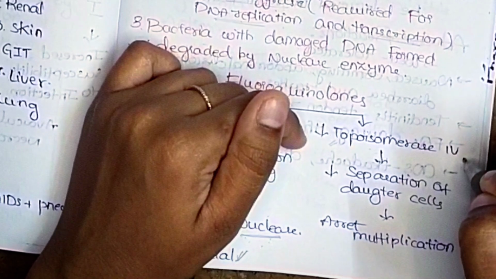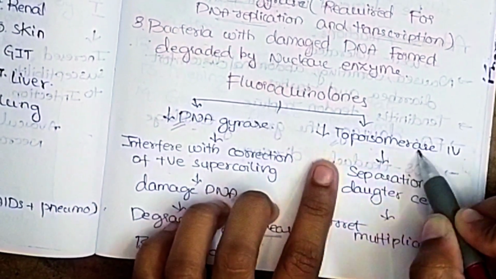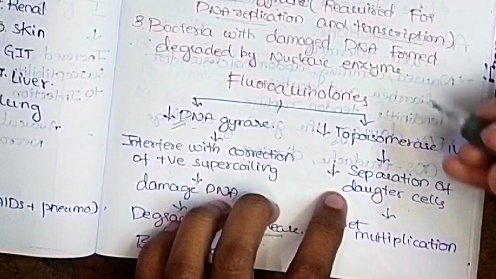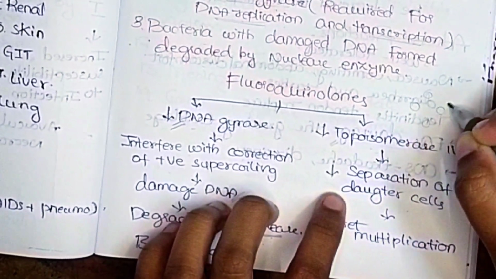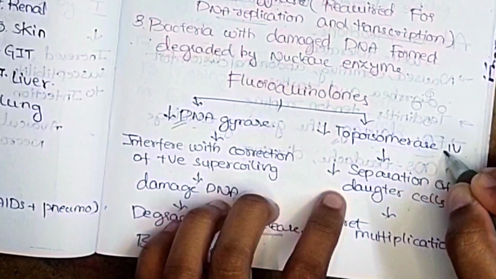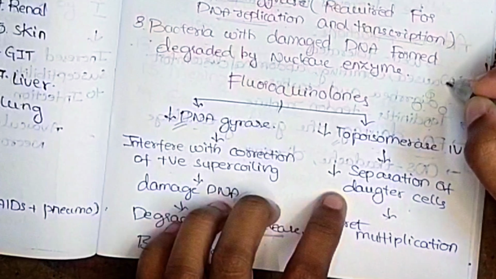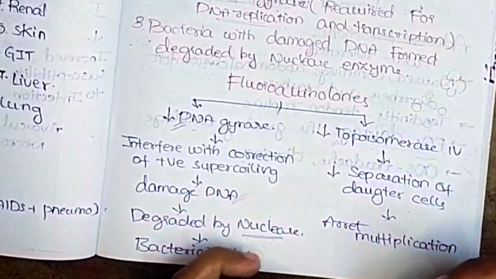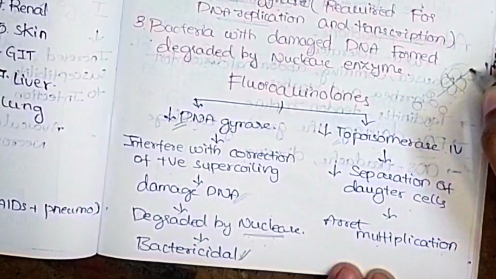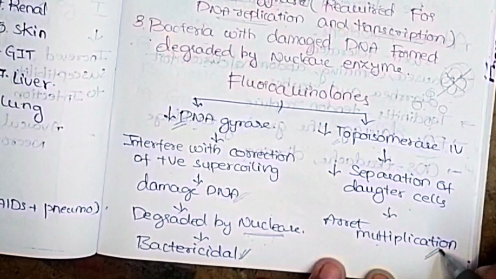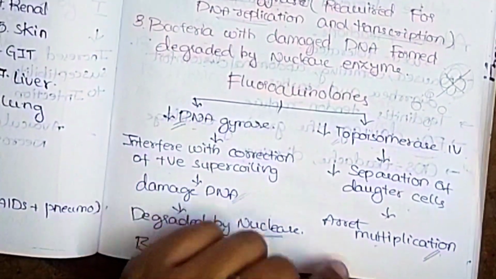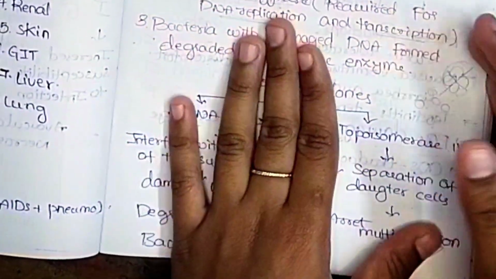Now the function of topoisomerase 4: its activity is also decreased, leading to decreased separation of daughter cells. During replication, we see the separation of daughter cells. When topoisomerase 4 activity is decreased, there will be no separation of daughter cells, like it will be forming like this. This leads to arrest of multiplication, so the cell will not multiply further. Arrest of multiplication leads to stoppage of bacterial production.